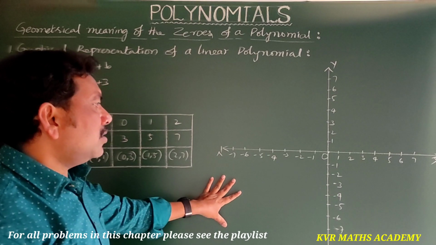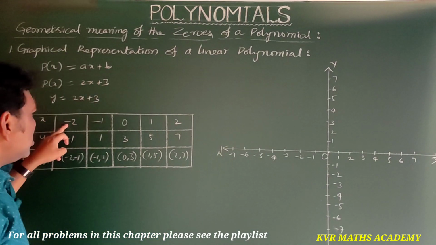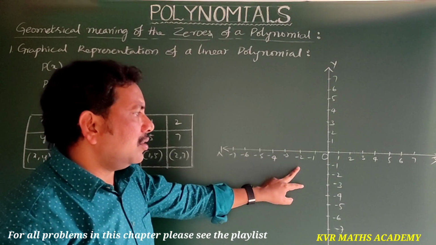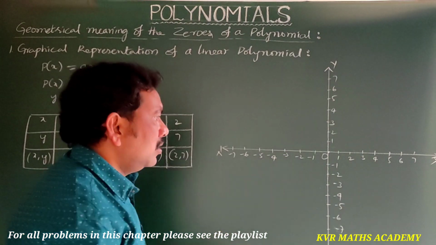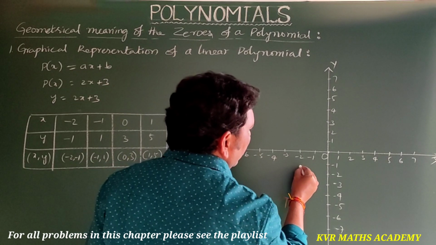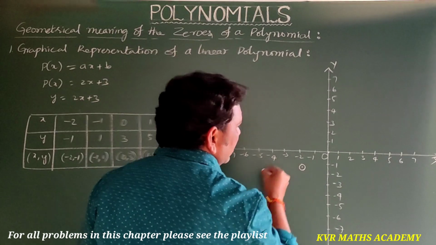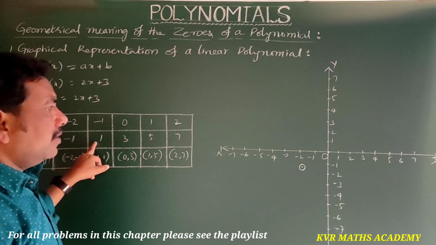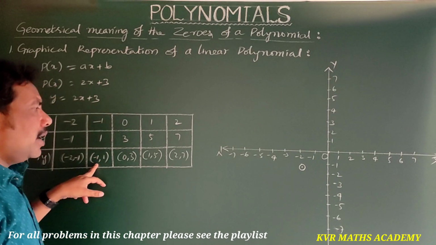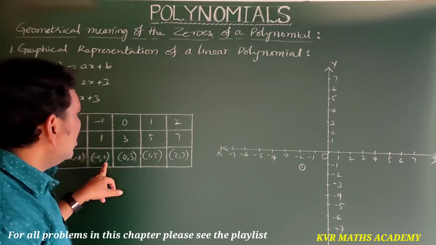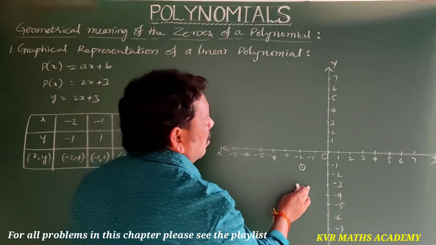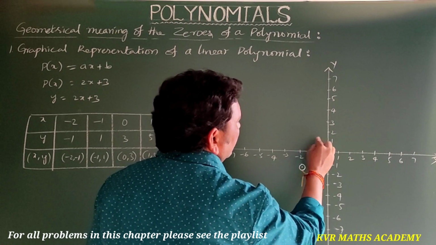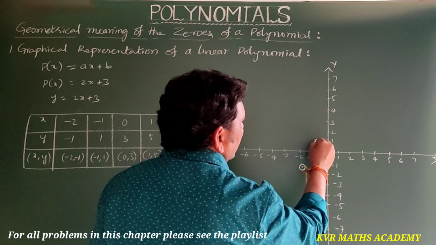Now first plot these points. -2 comma -1: it belongs to which quadrant? Quadrant 3, no? This is the point -2 comma -1. Next, -1 comma 1: on the x-axis -1, on the y-axis 1. This is -1 comma 1.